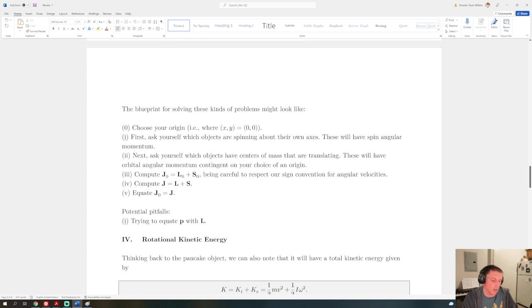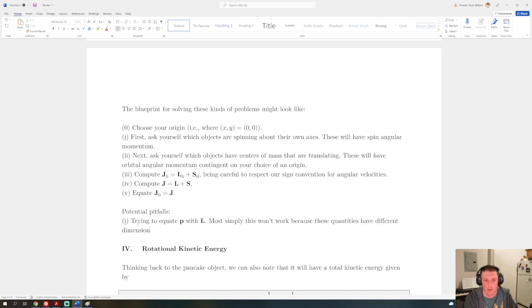So you can't do this, most simply, this won't work because these quantities have different dimensions. And one of the things we look for is, do you understand units and dimensions and stuff like that. This is a big thing.